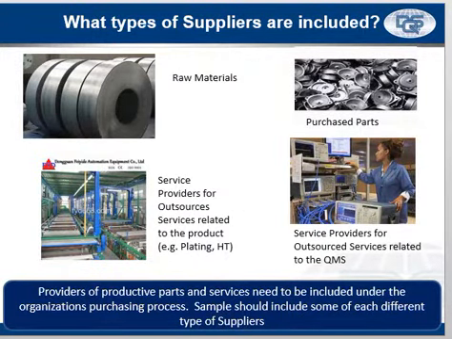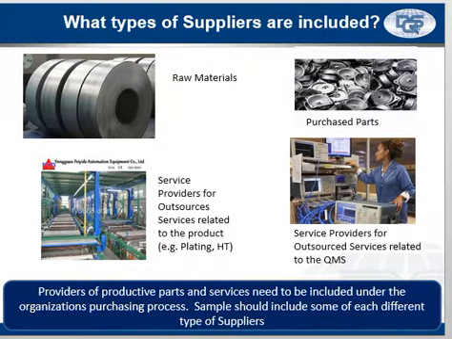Okay, so what types of suppliers have to be included in the purchasing system? And here's the phrase that you need to hang on to. All suppliers of productive parts and services need to be included under the organization's purchasing process. All suppliers. So that means they can't develop some sort of criteria that says in our purchasing process we're only going to look at the top X suppliers or the top however many by dollar. All suppliers of productive materials and services. So that's raw materials, purchased parts, outsourced services related to the QMS, so calibration, for example, or outsourced services related to the product like plating and heat treating.